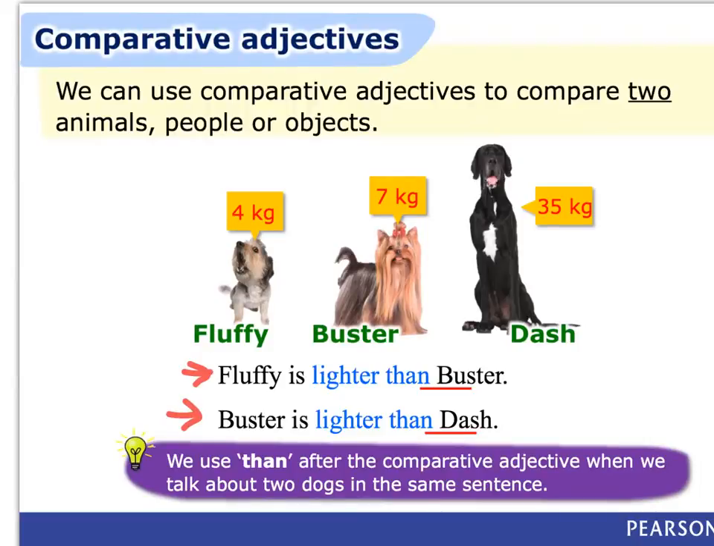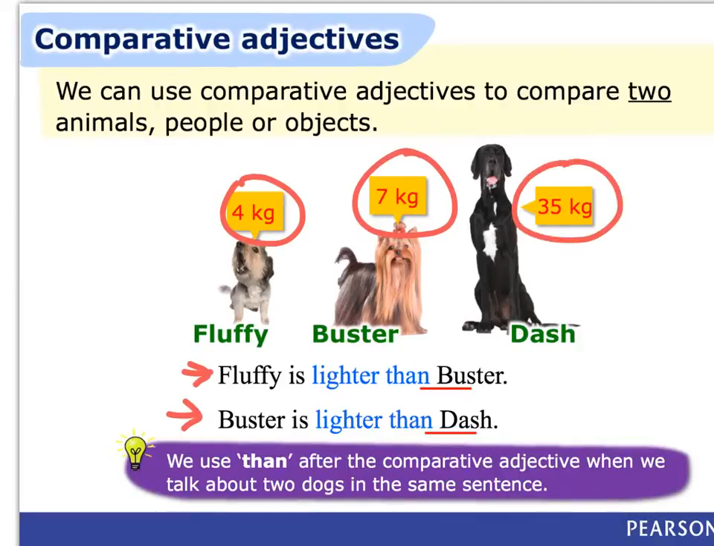For the first one, Fluffy is lighter than Buster. Okay, Fluffy is only 4 kg and Buster is 7 kg. So Fluffy is lighter than Buster. Buster is lighter than Dash because Dash weighs 35 kg.